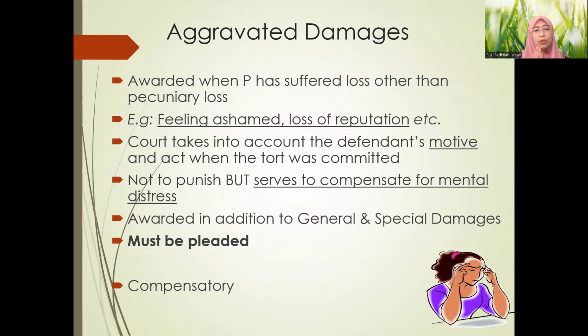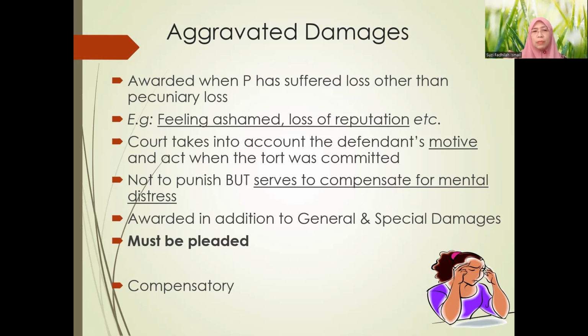And again, it's not really to punish here, but now the focus is on the plaintiff, not to punish the defendant so much, of course. The focus is on the mental distress, to compensate the mental distress of the plaintiff. And again, similar to exemplary, it is awarded in addition to general and special damages. The amount could be very big, because the feeling here, we can't really quantify how much when you feel ashamed, is it 1 million or is it 2 million, your humiliation here, or loss of reputation here.